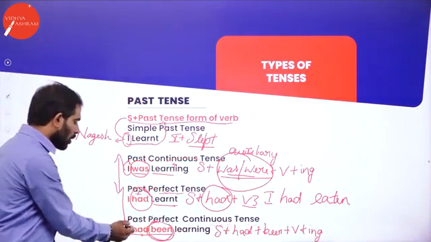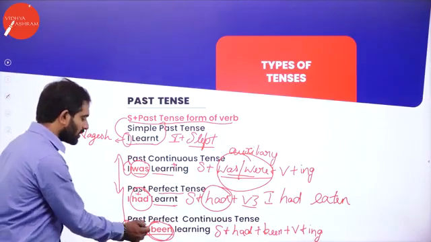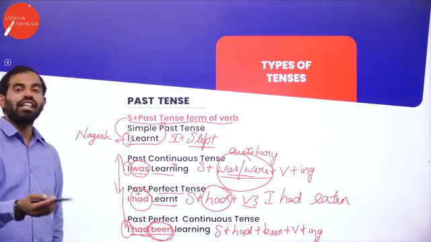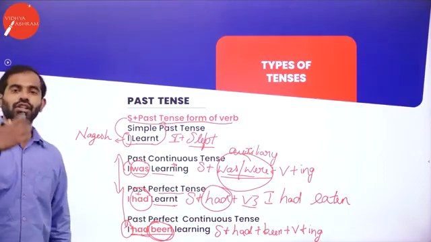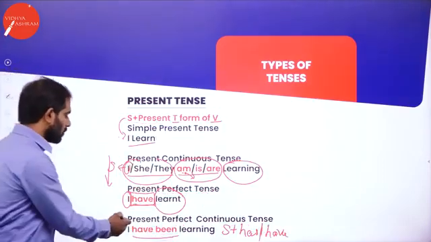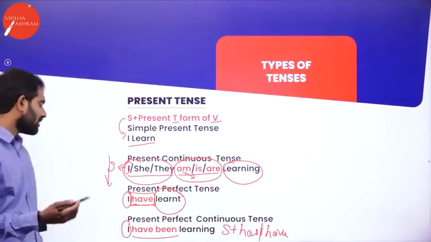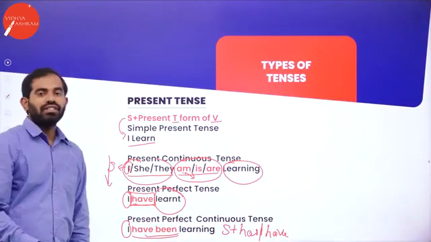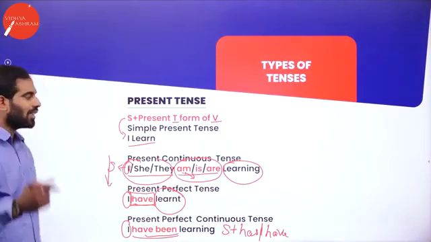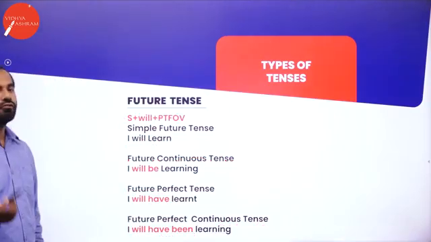But in past tense, no matter what the subject is, the auxiliary verb remains the same. She had been learning, they had been learning, I had been learning, you had been learning. But when it comes to present tense, as the subject changes, so will the auxiliary verbs. So keep that in mind. Let us move to future tense.